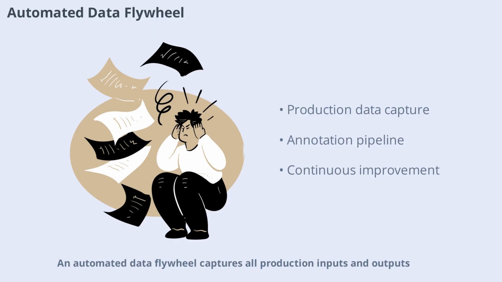Automated data flywheel captures all production inputs and outputs, logging both implicit user signals and explicit actions. Low-score or downvoted samples are routed into an annotation pipeline for evaluation. These curated datasets are then used for prompt adjustment testing or model fine-tuning. This continuous loop ensures the AI product evolves and improves based on real-world usage and feedback.